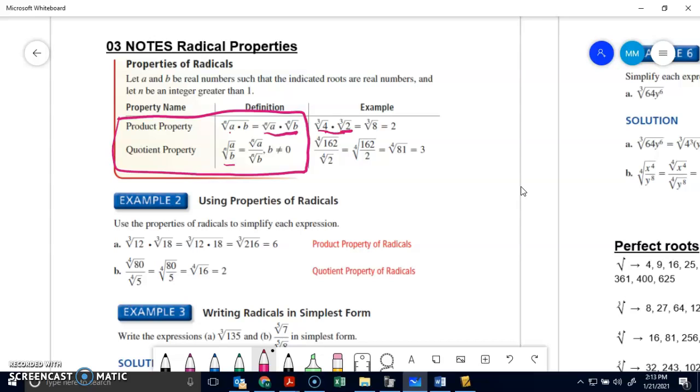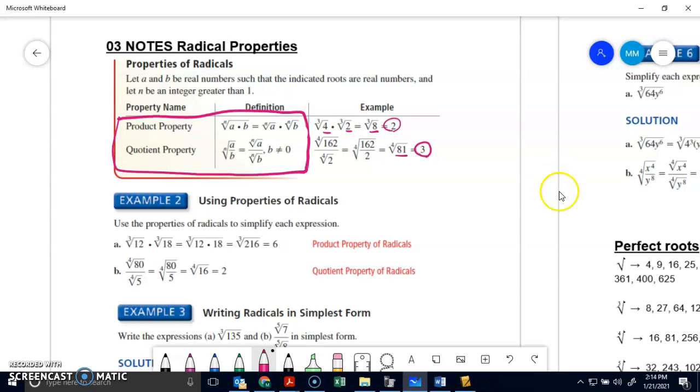It says that I can combine them into one. So these properties go both ways. If you have them in one, you can break it up into two, or if you have it in two parts, you can combine it into one, just like we talked about yesterday with the exponent rules. So the cubed root of 4 and the cubed root of 2, 4 times 2 is 8, the cubed root of 8 is 2. Same thing with division, the fourth root of 162 over the fourth root of 2. They're both fourth roots, so I can put them together. 162 divided by 2 is 81. Fourth root of 81 is 3.